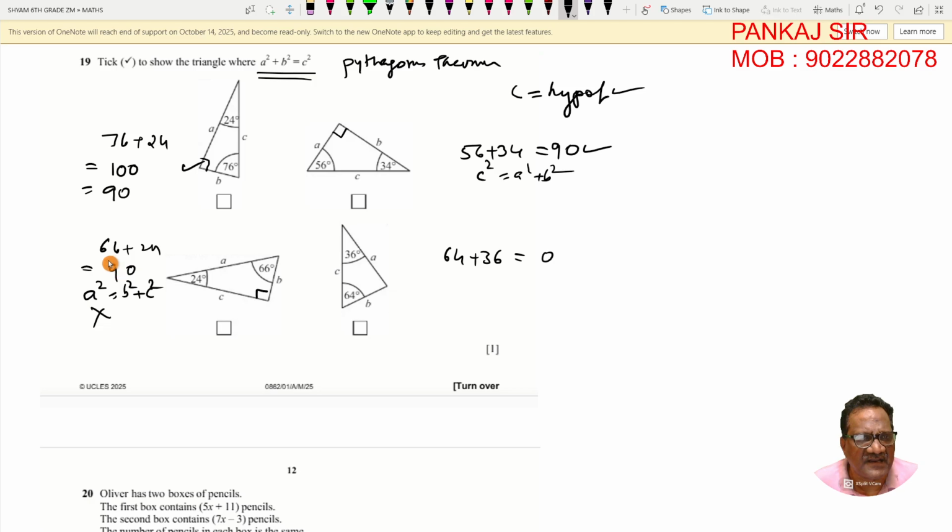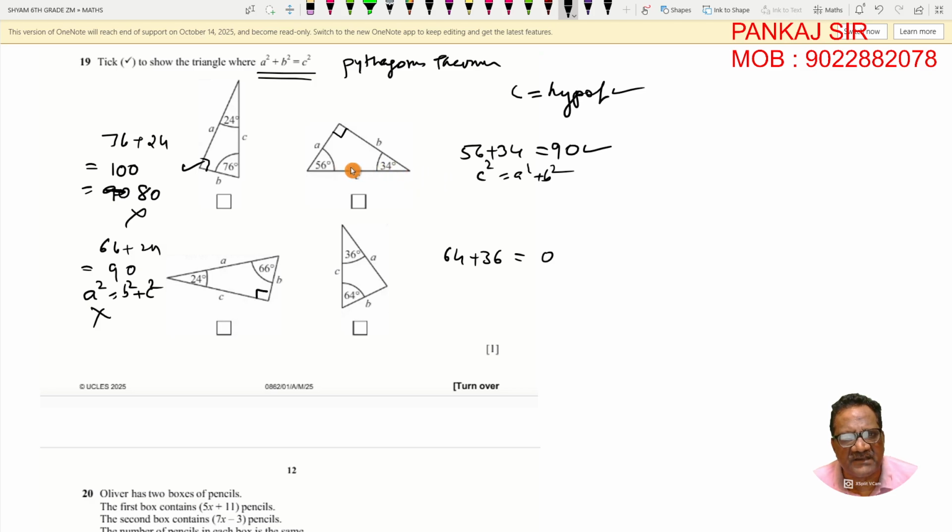Even this doesn't work, I think. 64 plus 24 is 90. Okay, and 180 minus 90 is 90. Here, this also doesn't work. This total will be 180 minus, this is working out to 80. So this is not working.